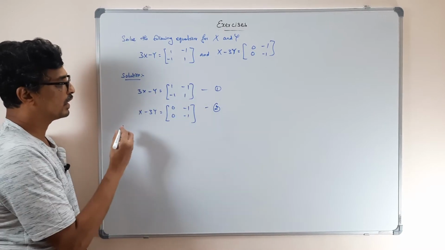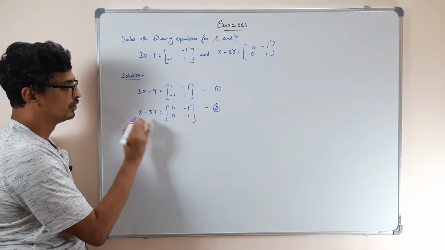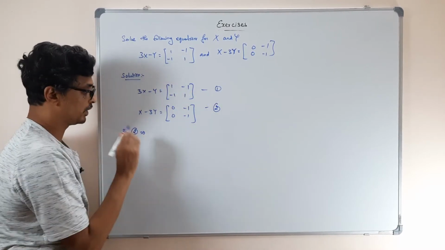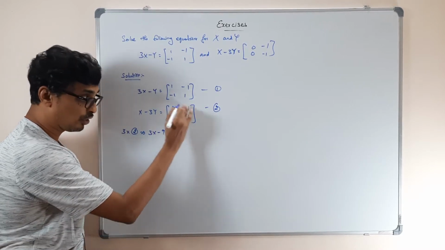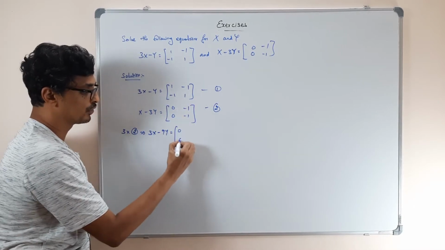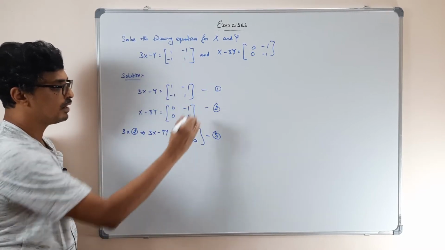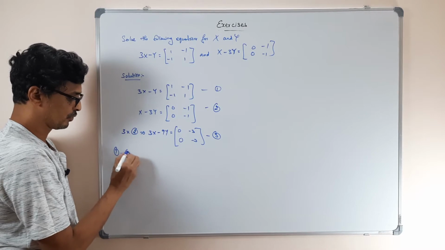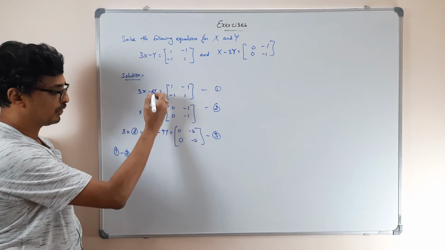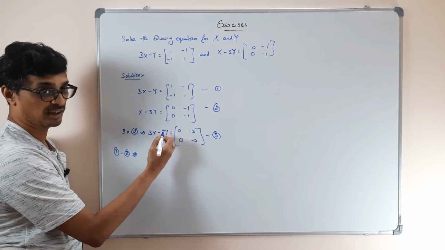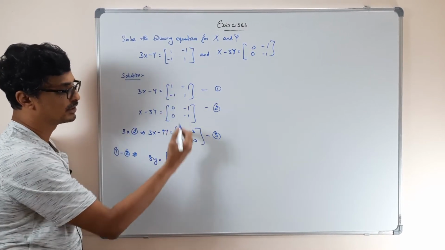So let me take 3 times equation 2. Remember, 3 means you have to multiply everywhere. So this is going to be 3x minus 9y equals, here also all will be multiplied by 3, so [0, -3; 0, -3]. Let me call it equation number 3. Now if I subtract 3 from 1, what will it give me? 3x minus 3x is 0, and minus y minus of minus 9y, that will be 8y, equals, and we are subtracting these two.